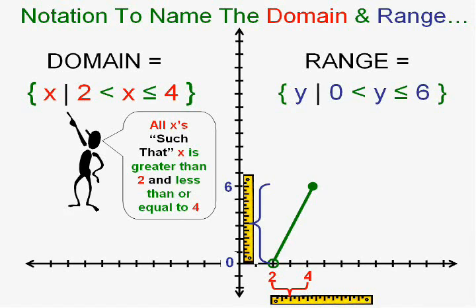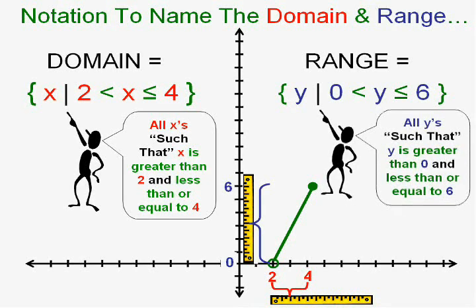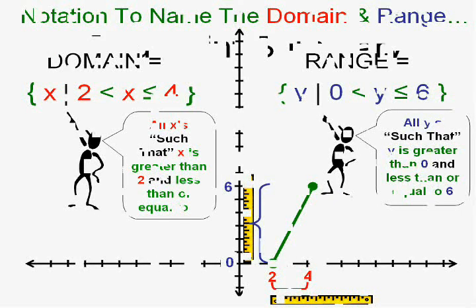This is what it'll be. It'll be all the y's. Notice the range is y's this time. All the y's such that, remember that means such that, I'm going to read this with the y first. All the y's such that y is greater than 0 and less than or equal to 6. And that is the range. That's about the only way to do it.